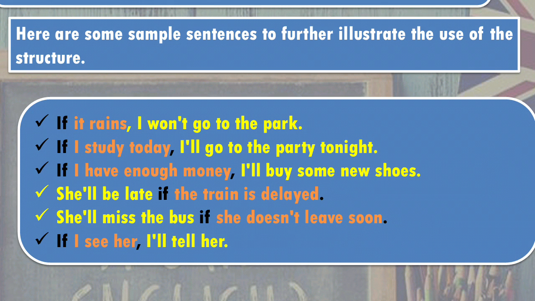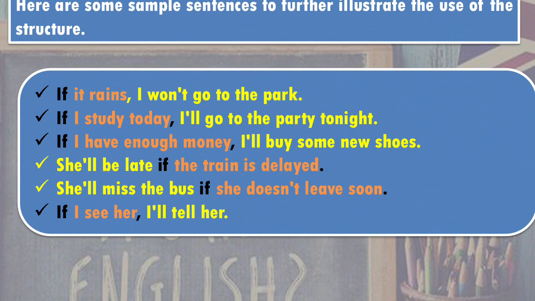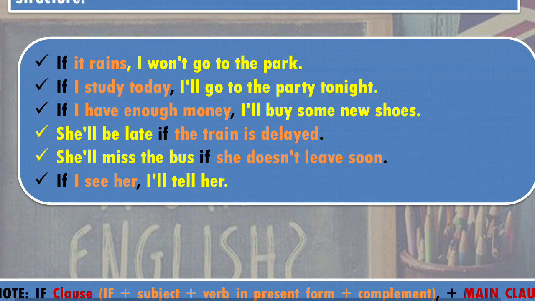So let's go again. If I study today, I'll go to the party tonight. Si estudio hoy, iré a la fiesta en la noche. If I have enough money, I'll buy some new shoes. Si tengo suficiente dinero, compraré zapatos nuevos. She'll be late if the train is delayed. Ella llegará tarde si el tren se retrasa. She'll miss the bus if she doesn't leave soon. Ella se perderá el autobús si no se va pronto. If I see her, I'll tell her. Si la veo, le digo.